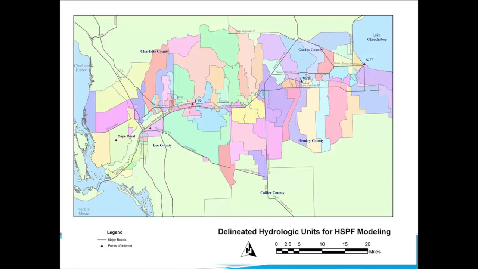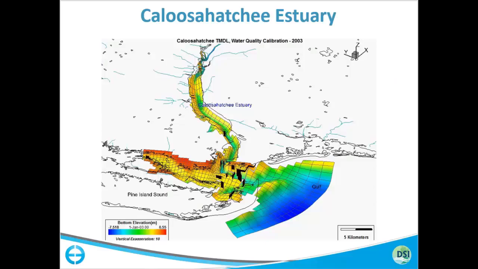This is the figure showing several delineated subbasins for HSPF, and this is our study area over here on the Gulf of Mexico. This is our northern boundary, and this small stretch here is the estuary we will be modeling. Here the major roads and the areas with triangles are the areas where we have measured data. This is just to show you what the subbasins were like when we were doing the HSPF modeling.